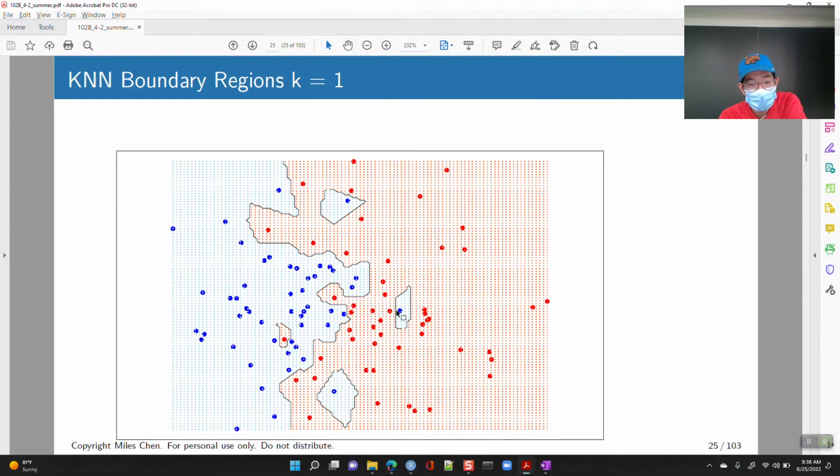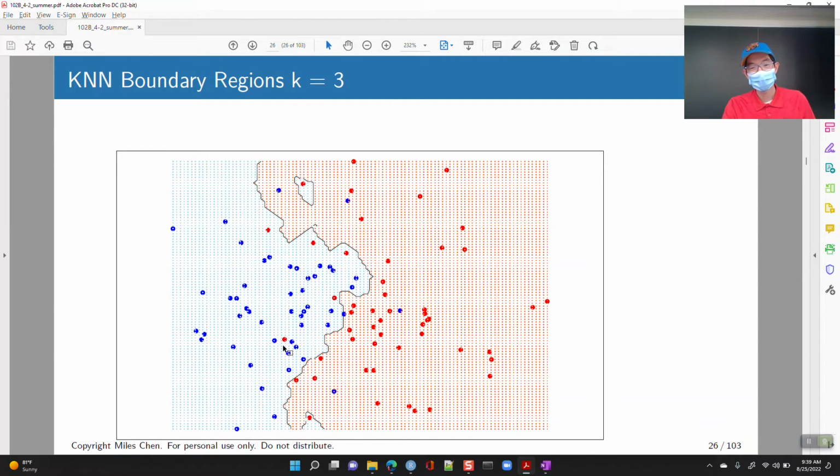An exclave is basically a piece, like if this was blue country, and they have an outpost in enemy territory. Basically every single dot gets to set up its own little zone of territory. But when you have k equal to 3, these blue dots don't get to set up their exclaves anymore and stuff like that.